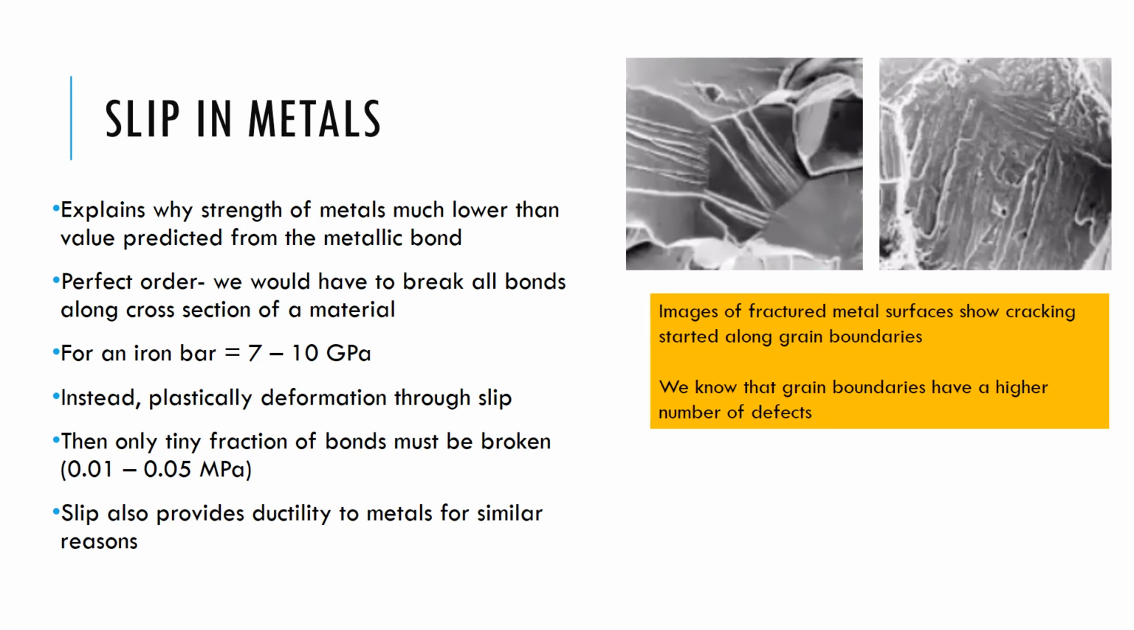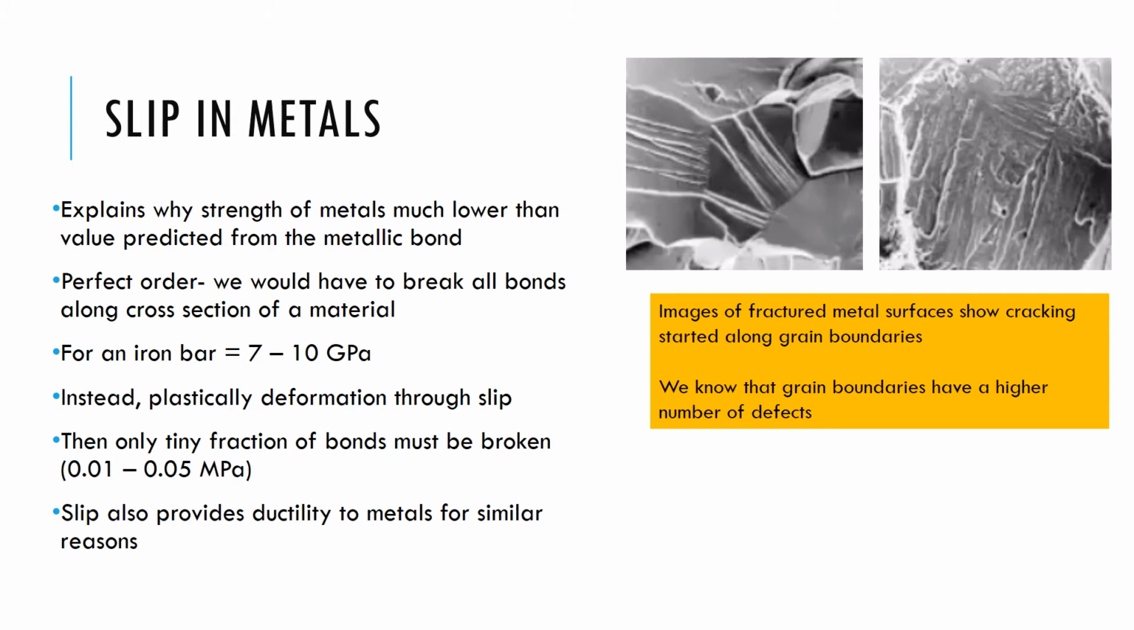Now when we consider this from the perspective of a metal, this slip, or this movement of these dislocations throughout the material, explains why the strength of a metal is much lower than if we just considered the strength of the individual metallic bonds that make up the material.